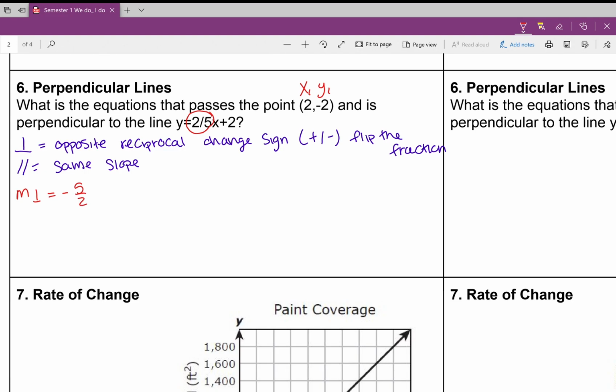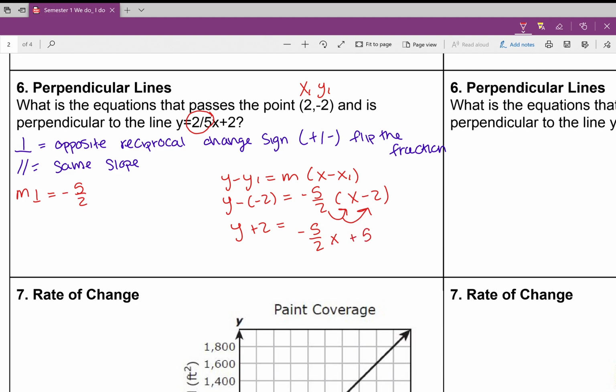So let's use our point slope formula. y minus y1 equals m, x minus x1. Remember, this formula is on your star chart, so you do not need to memorize this. So I have y minus negative 2 is equal to negative 5 over 2, x minus 2. So this becomes y plus 2 equals, we distribute this in, negative 5 over 2 x plus 5. And then we subtract 2. So I get y is equal to negative 5 over 2 x plus 3. That's my answer.